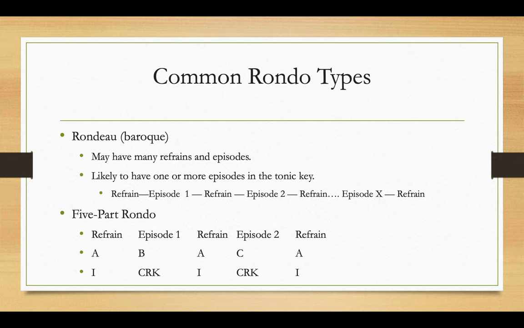Now, there are possible variants on this scheme. For example, the episodes don't have to be in closely related keys. That's just what happens most of the time. So, for example, they could just be in the tonic key, or they could be in the parallel key, or they could be in some other distantly related key. There are options, but this is the most prototypical structure.